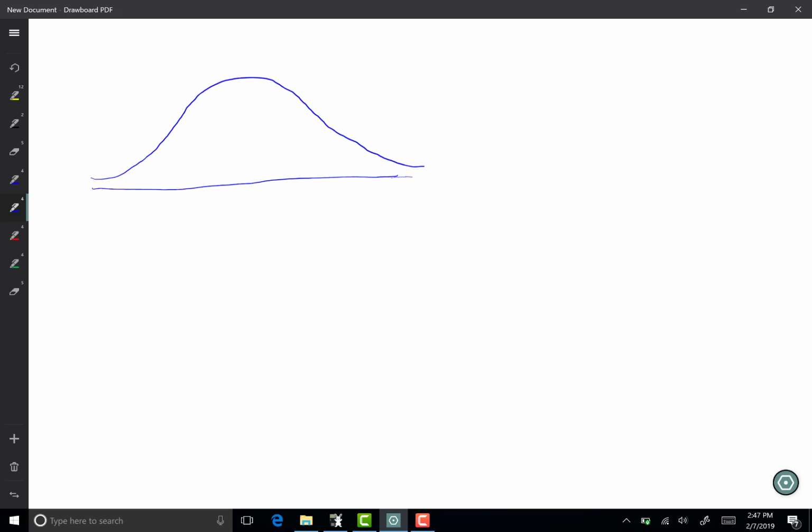Okay, we want to talk briefly about the empirical rule. Then we'll talk a little bit about z-scores. The empirical rule tells us what percent of the data lie within 1, 2, and 3 standard deviations.